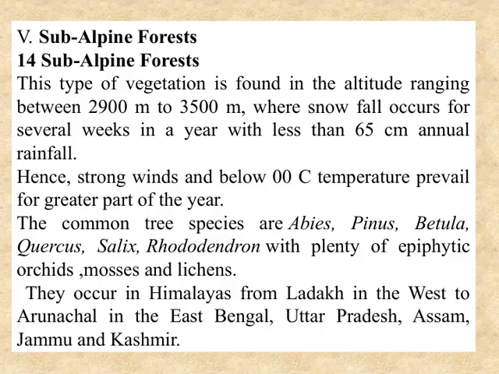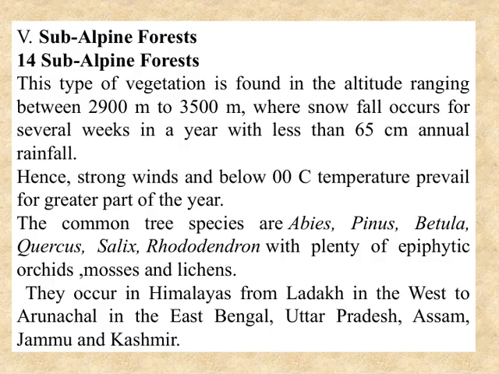Now, let's talk about the subalpine forests. These forests are typically found at altitudes between 2,900 meters and 3,500 meters. At these heights, you'll notice that snowfall occurs for several weeks each year, and the annual rainfall is relatively low, less than 65 centimeters. Because of these conditions, the environment is quite harsh. Strong winds dominate, and temperatures often drop below 0 degrees Celsius for much of the year.